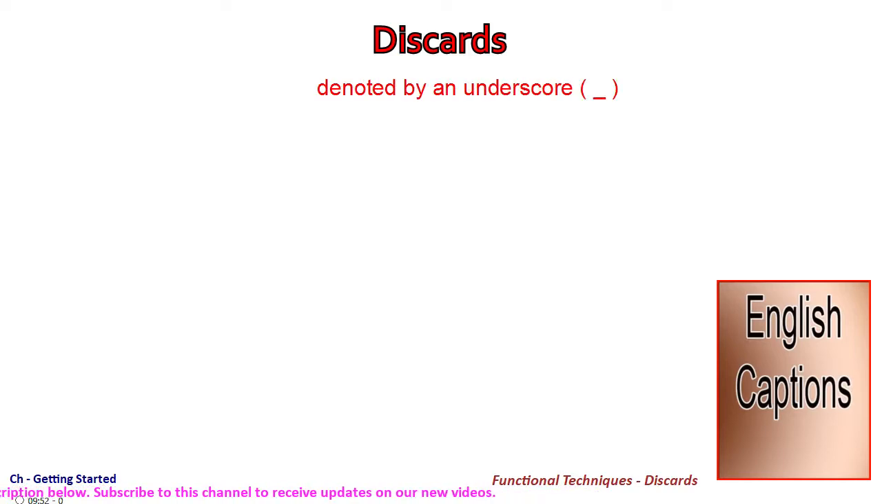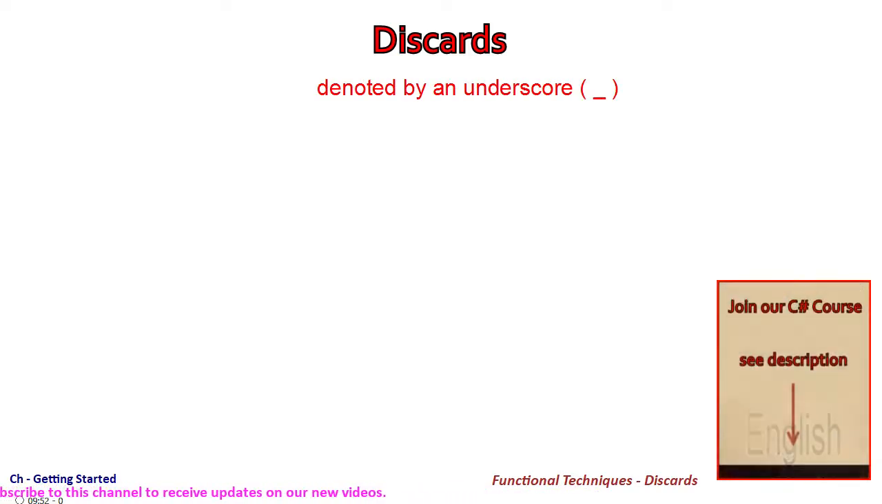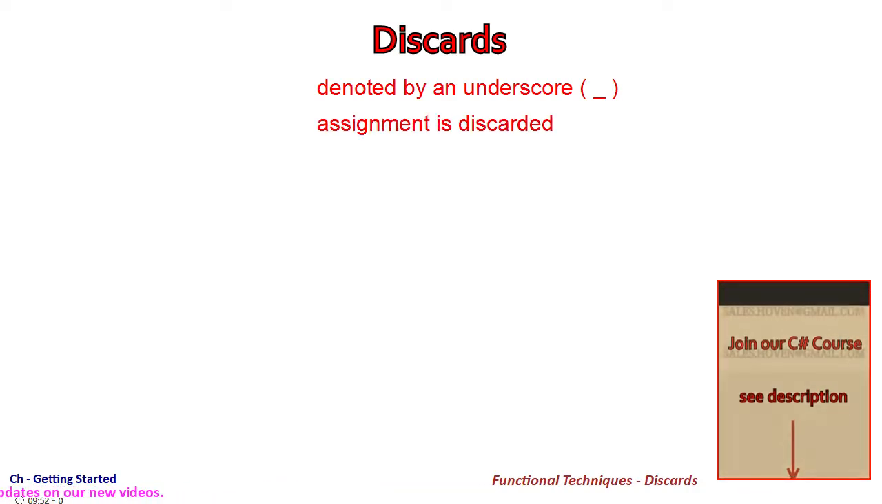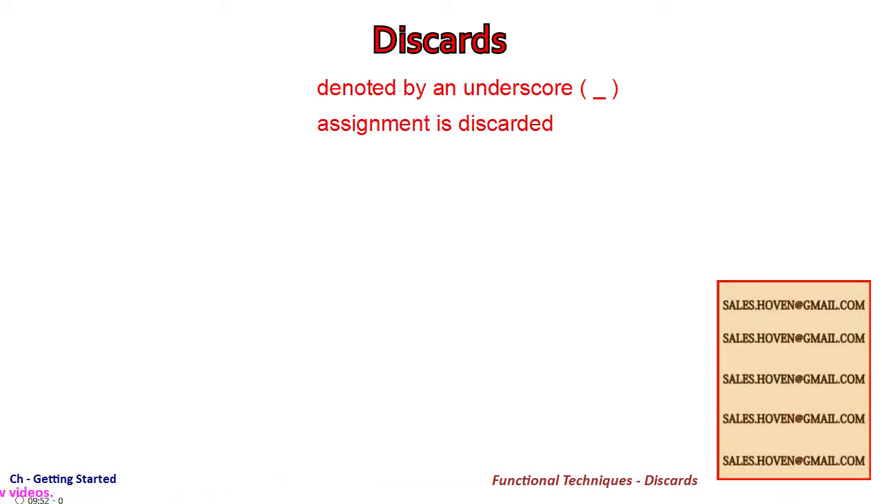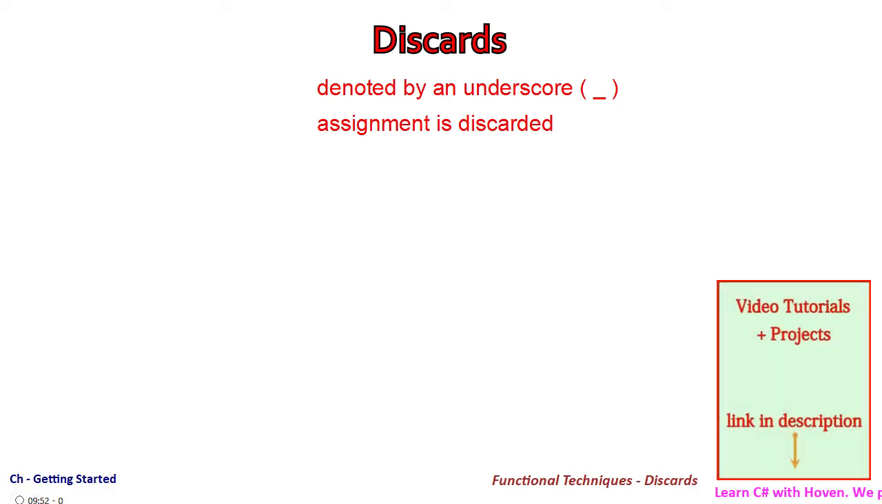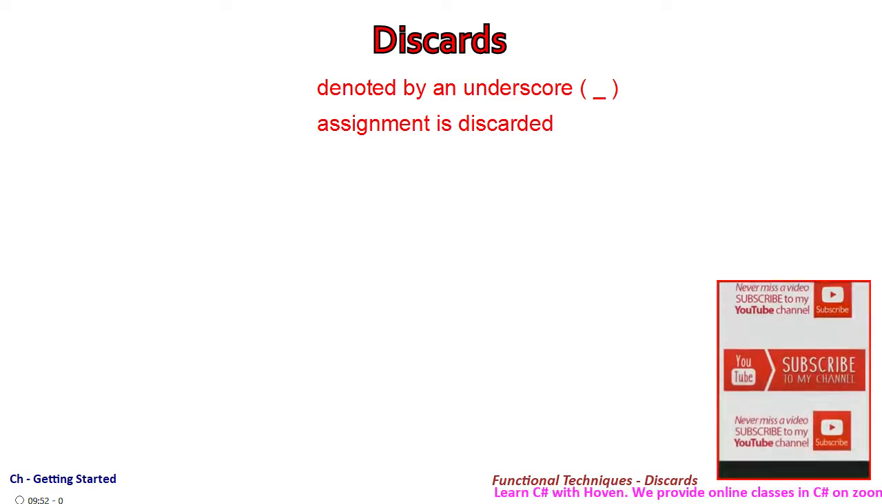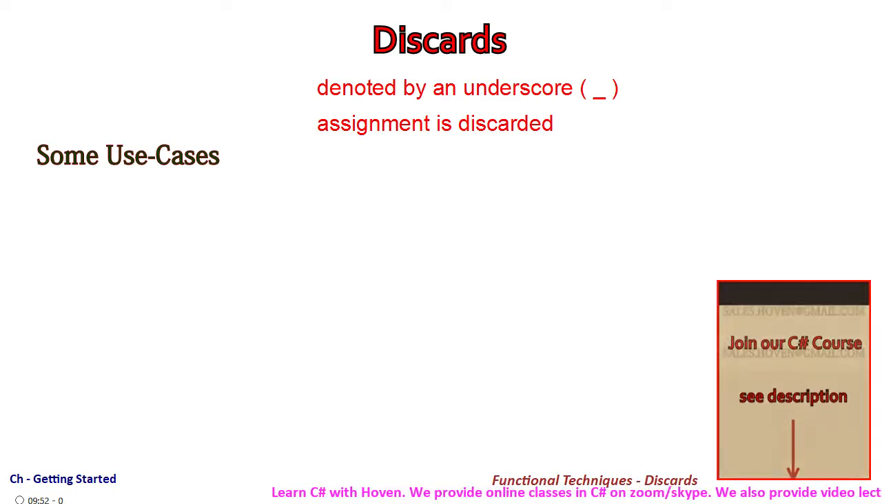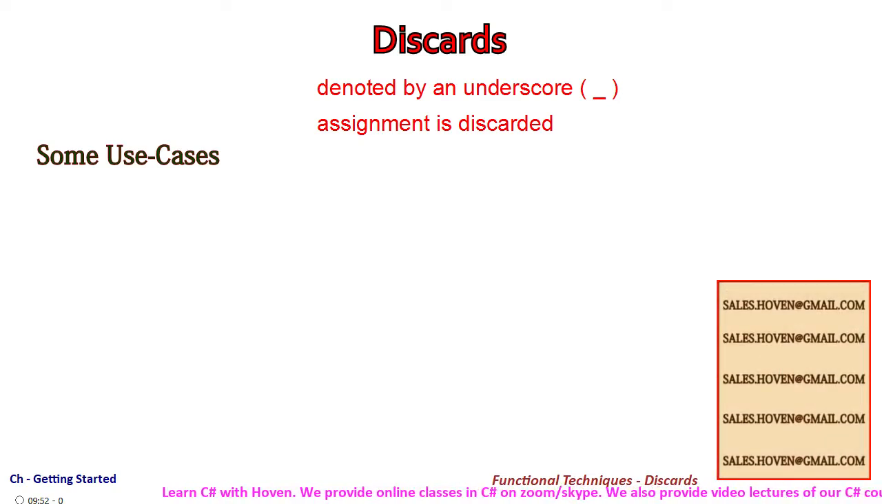Discards are denoted by an underscore. They can be thought of as identifiers that receive an assignment, but the assignment is discarded and not available for use. A discard is most commonly used to indicate that the return type of a function has been ignored intentionally. But there are other less known use cases of a discard. This tutorial demonstrates them by using various program examples.